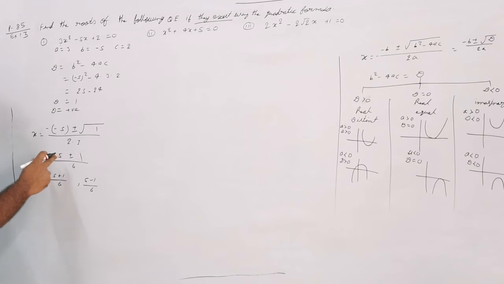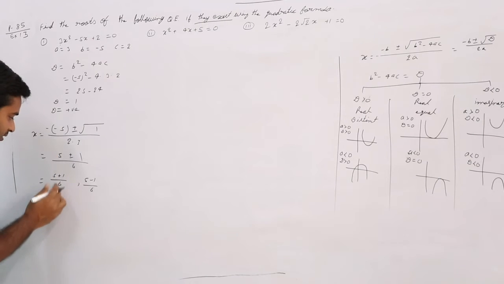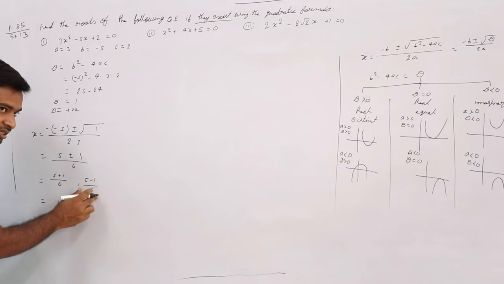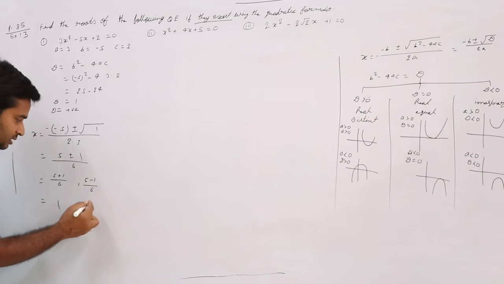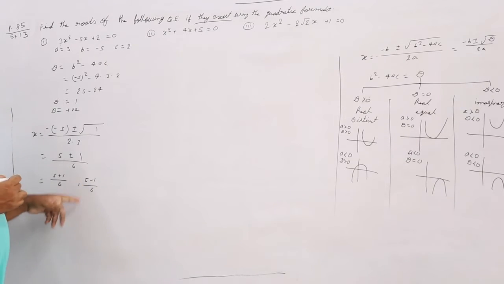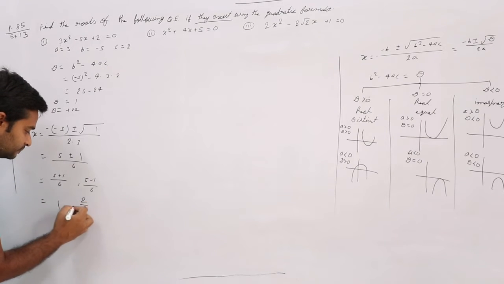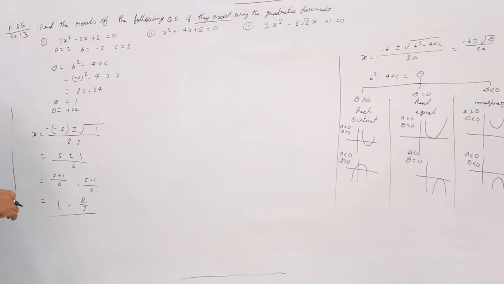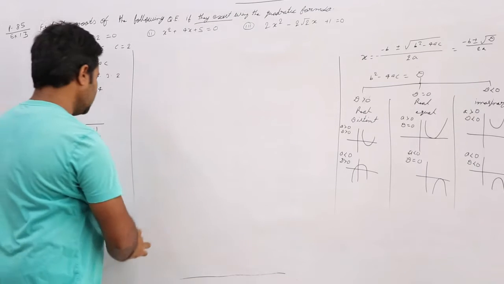Now 5 plus 1 by 6 and 5 minus 1 by 6, because plus minus is there. This is 6 by 6, which is 1, and this is 4 by 6, which means 2 by 3. So write directly 2 by 3. These are your roots. Try the next one.